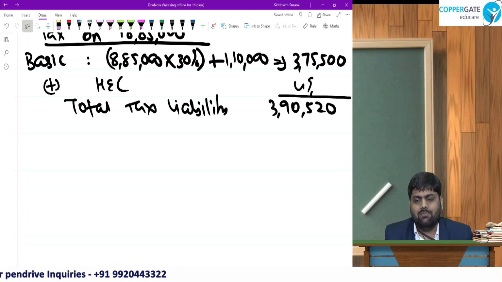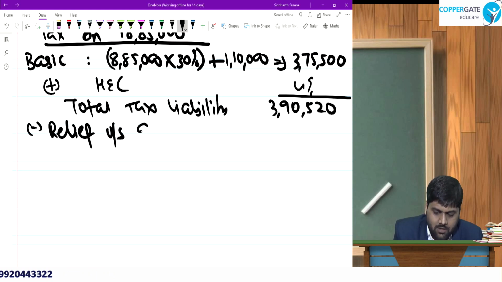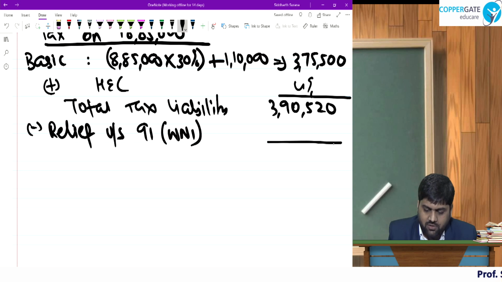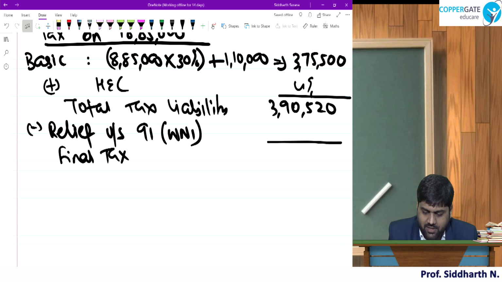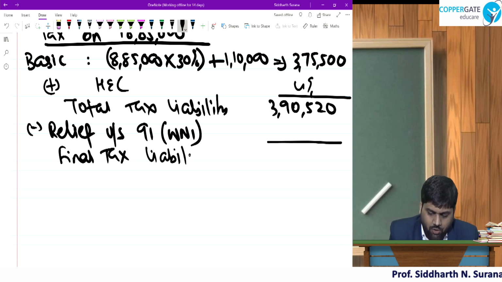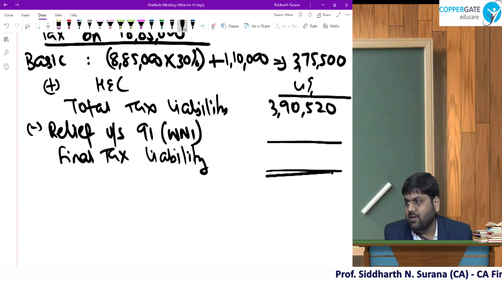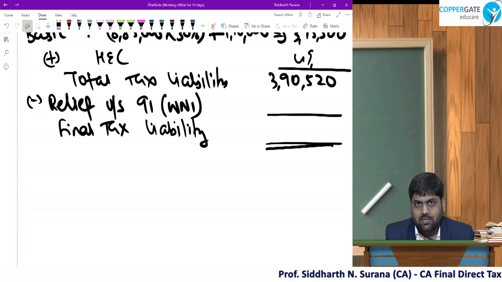So total tax liability 395.20. Finally the time comes to use your knowledge of DTAA against this. Because the assessee is resident, can I say we will get relief under section 91, and this we will calculate by making our working note 1, and after that we will get our final tax liability. Obviously, if there was any TDS or advance tax, then that will change my final tax payable, but this is going to be my final tax liability.